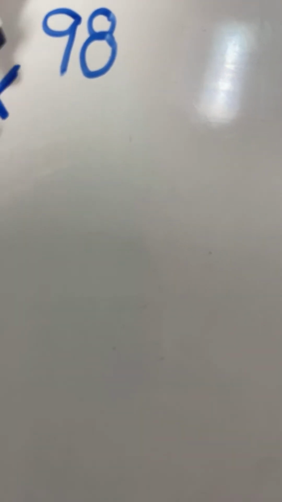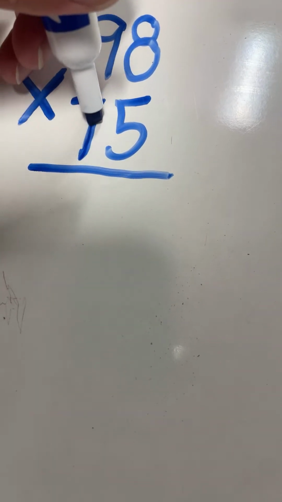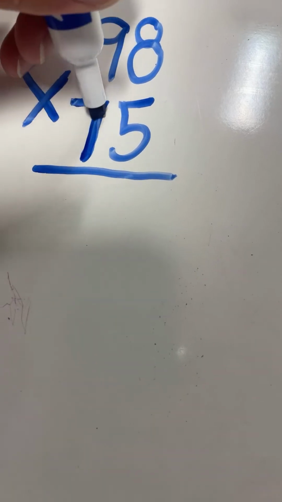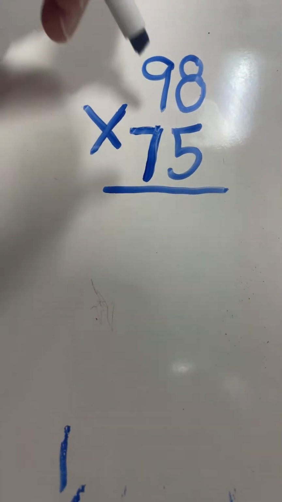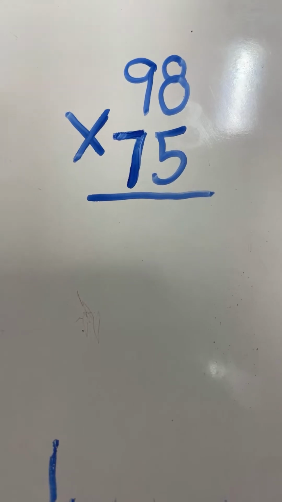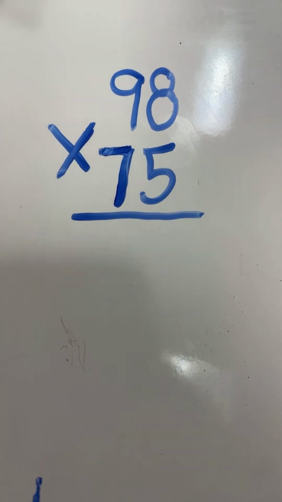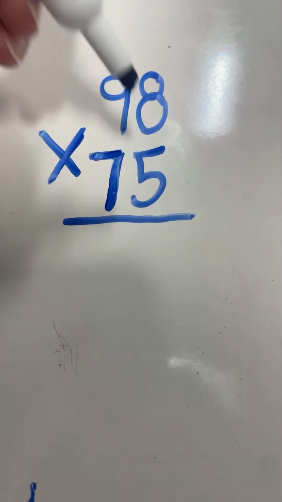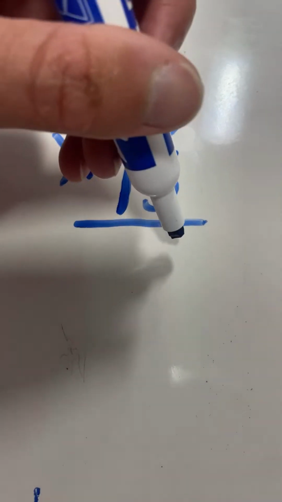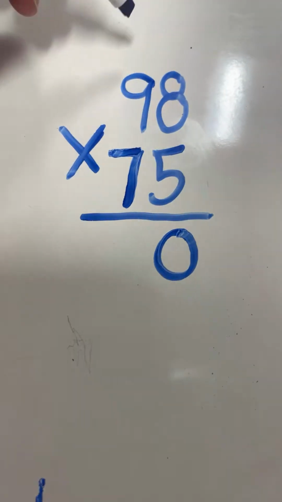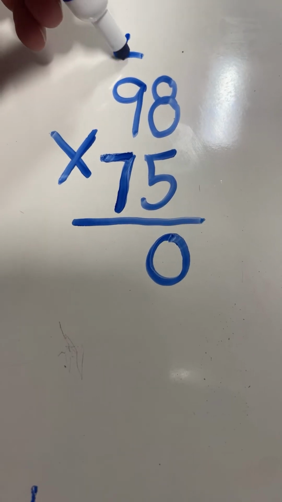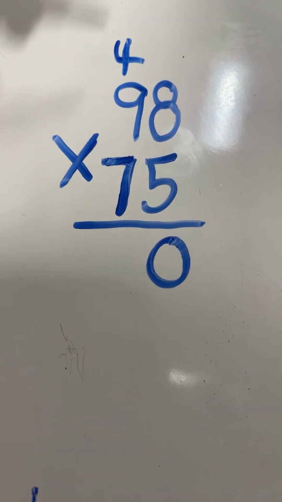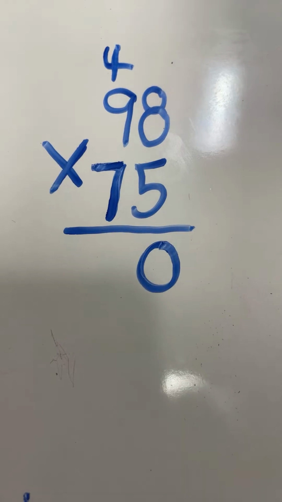All right, example problem number 2 now. 98 times 75 is our next example problem. So we're going to start out in the ones place. 8 times 5 equals 40. The 0 in 40 goes in the ones place. The 4 in 40 gets carried over to the tens place. Because anytime our product is 10 or more, we will need to regroup.